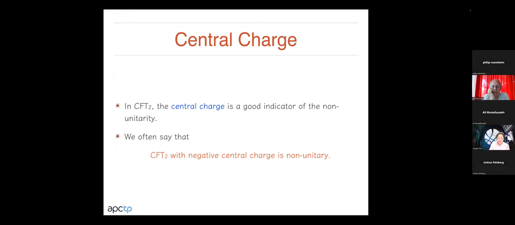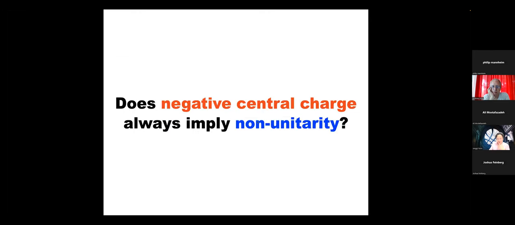So in 2D CFT, central charge is a very good indicator of unitarity. When we say the central charge is positive, the theory could be unitary. Strictly speaking, when the central charge is negative, the CFT is non-unitary. That is the correct statement. We often say this, but you can ask a later question: is it really true that negative central charge always implies non-unitarity? Let's see whether there is a counterexample.